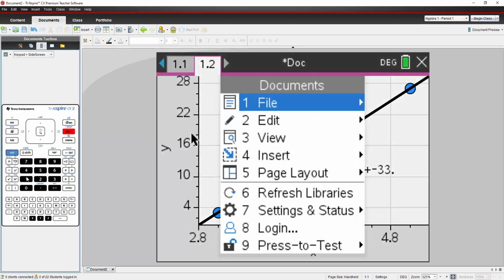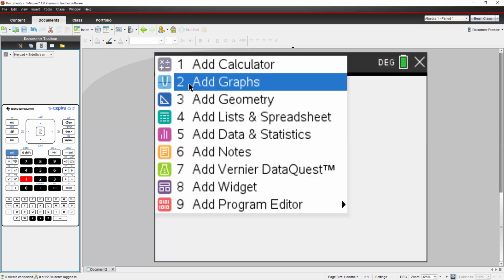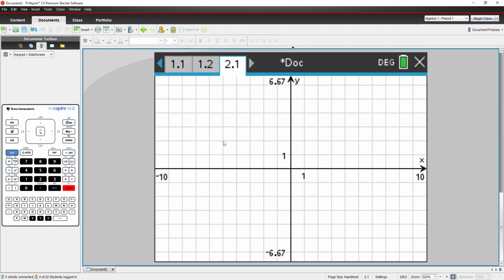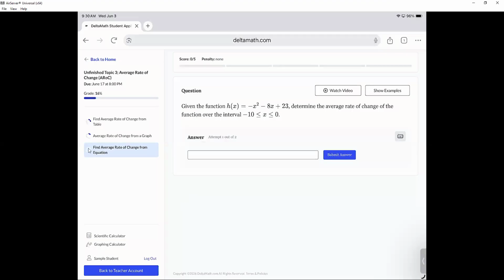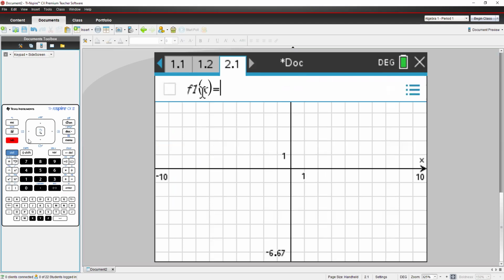4, 1, and then 2. The calculator is going a little slow today. I'm not sure why, so bear with me on this. Now I'm just going to enter the function, and the function is a negative x squared. The calculator is really laggy.